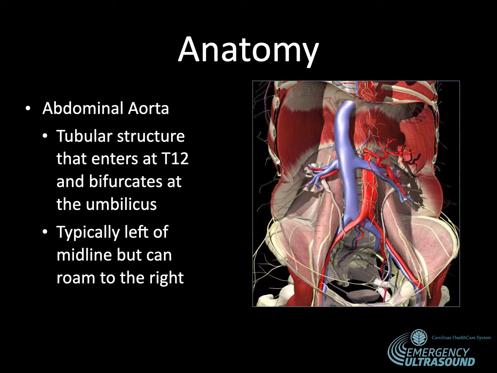What's the anatomy of the aorta as it passes into your abdominal cavity and then bifurcates? So the abdominal aorta is a tubular structure that enters at T12 and then bifurcates at the umbilicus. It's typically a little left of midline, but it can roam over to the right.